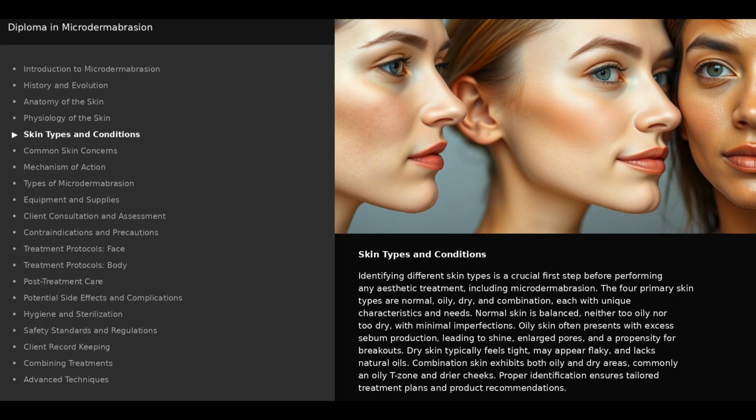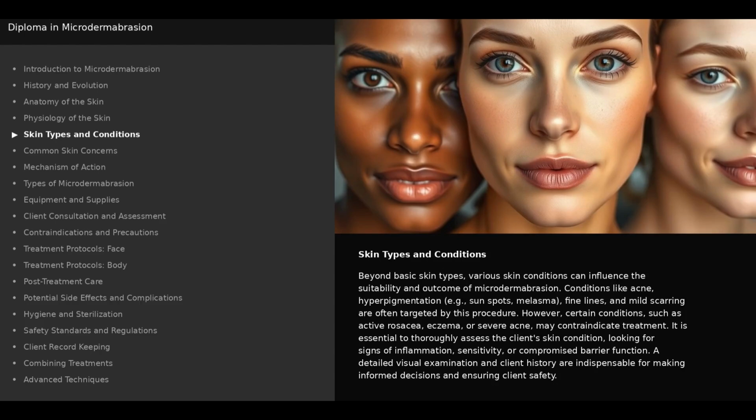Proper identification ensures tailored treatment plans and product recommendations. Beyond basic skin types, various skin conditions can influence the suitability and outcome of microdermabrasion. Conditions like acne, hyperpigmentation, e.g., sunspots, melasma, fine lines, and mild scarring are often targeted by this procedure. However, certain conditions, such as active rosacea, eczema, or severe acne, may contraindicate treatment.